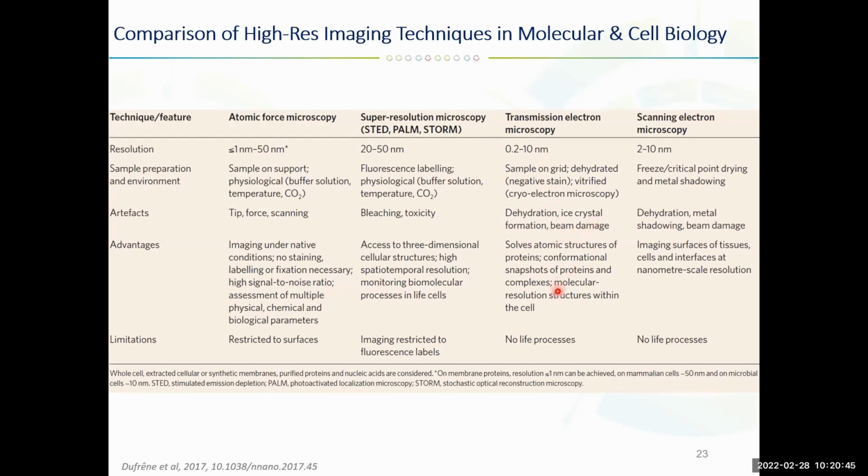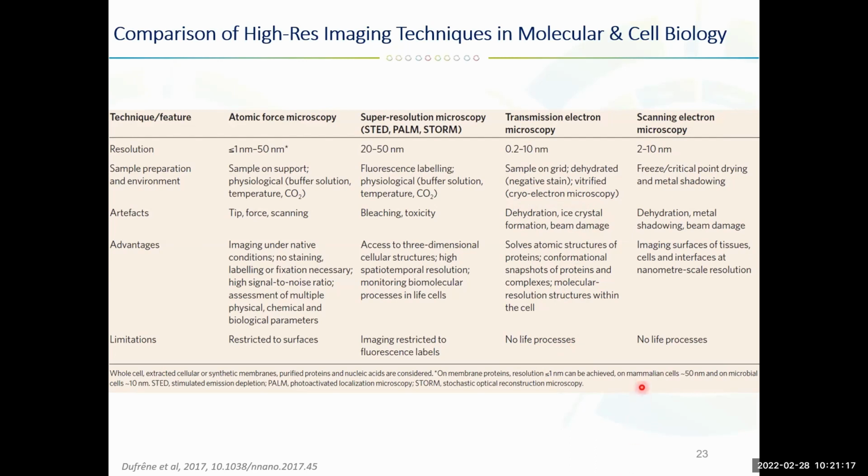As an advantage, it solves atomic structures of proteins, especially cryo-electron microscopy. Cryo-electron microscopy is also used for understanding protein structure, and a lot of models in the PDB bank are actually made using cryo-electron microscopy. But one huge limitation is that there are no live processes. All the samples are fixed and dead.